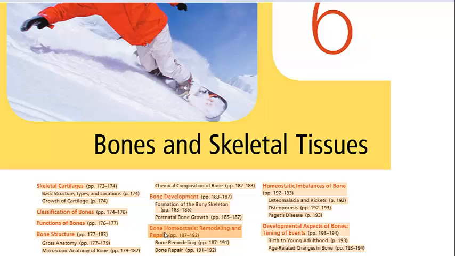Following that will be the bone development. Based on the different types of bones, there are two different types of bone development that we will be talking about in this chapter. Briefly introduce you to bone homeostasis, remodeling and repair. And under homeostasis imbalance, we will talk about definition of osteomalacia, rickets, osteoporosis, and Paget's disease. Remember, this is all going to be definition. We're not going to go into detail about each individual disease. After that, we'll briefly stop at the developmental aspects of the bone and finish the chapter itself.